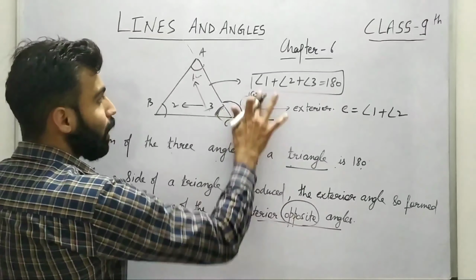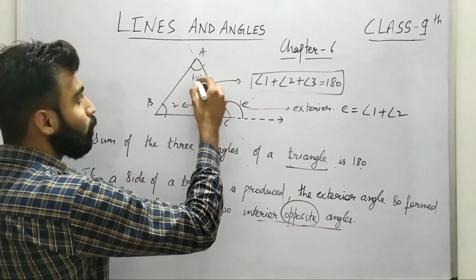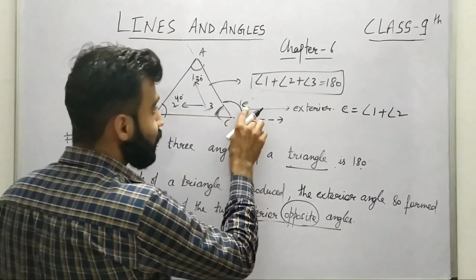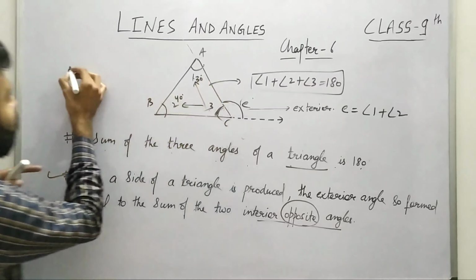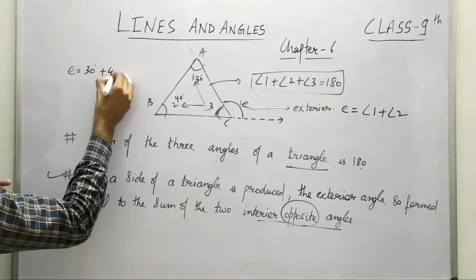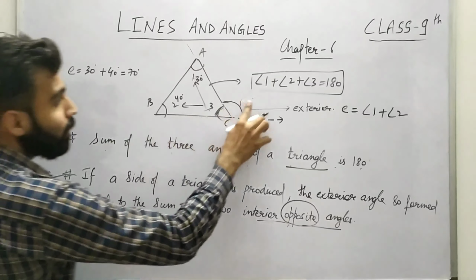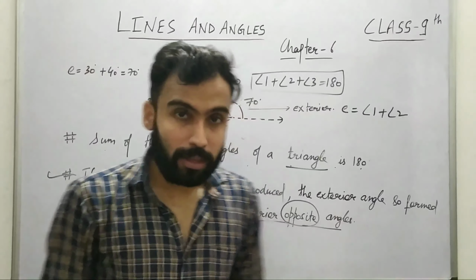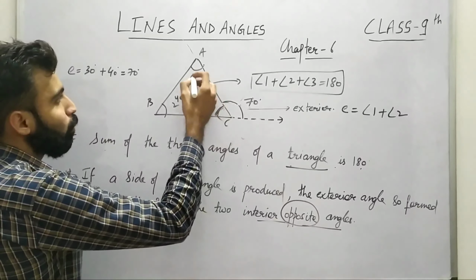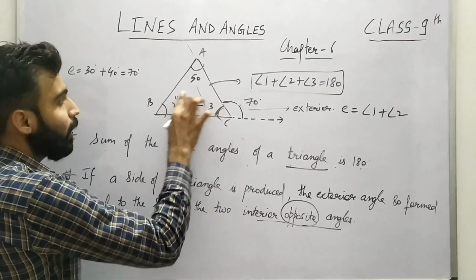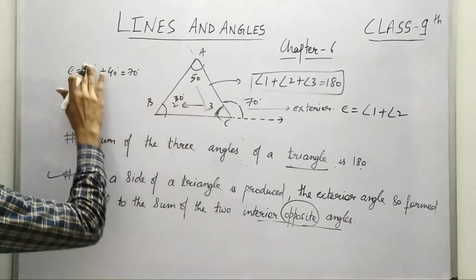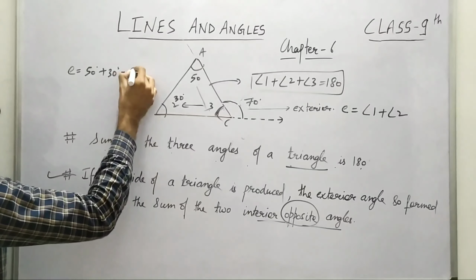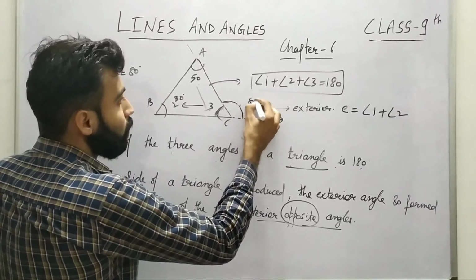For example, if angle 1 is equal to 30 degrees and angle 2 is equal to 40 degrees, the exterior angle will be equal to 30 plus 40, that means 70 degrees. So this angle will be 70 degrees. This is the theorem right here. Or take another example: if it is 50 and this is 30, then their sum is 50 degrees plus 30 degrees, so the exterior angle will be 80 degrees. Getting my point?